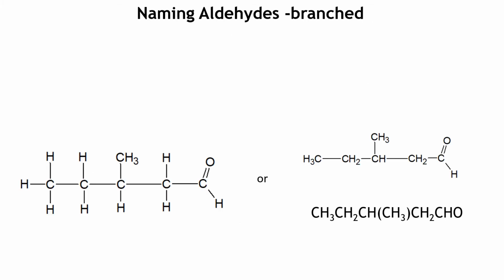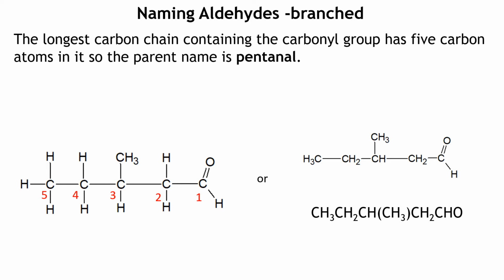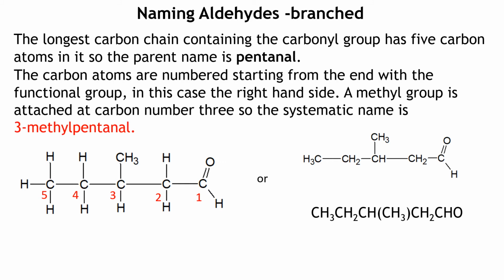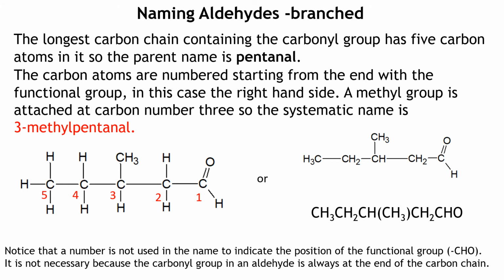When naming branched aldehydes, the first thing to do is find the carbonyl group and assign it a number of 1. Then count the number of carbons in the longest chain. So in the molecule shown below, you can see we've given the carbonyl group a number of 1, and our longest chain has got 5 carbons, so the parent name for this aldehyde is pentanal. You'll notice that we've got a methyl group on carbon number 3, so therefore the name of the molecule is called 3-methylpentanal. One thing to note, that a number is not used to indicate the position of the aldehyde or carbonyl group, since it is always at the end of the molecule.